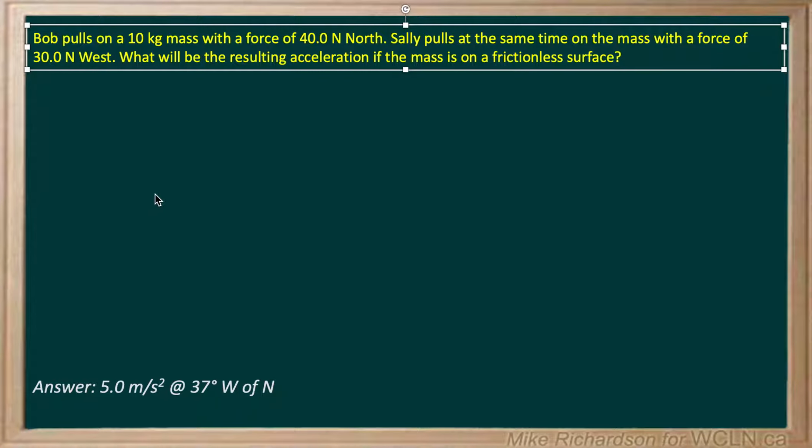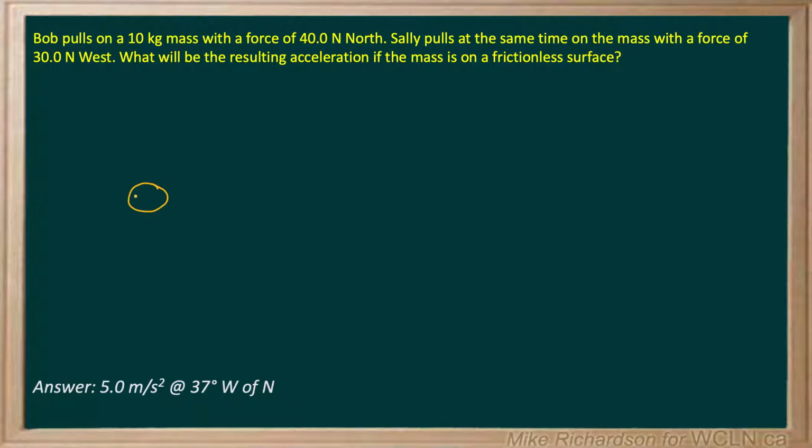In this question, we've got a 10 kilogram mass, which I'll just make a quick little sketch of. There's our 10 kilogram mass, and acting upon this mass are two forces. One of them is 40 newtons, directed directly north, so we'll assume north is to the top of the page. We'll call that F1. And the other one is directly to the west, and it's only 30 newtons, so I'll draw it a little bit smaller, and we'll call it F2.